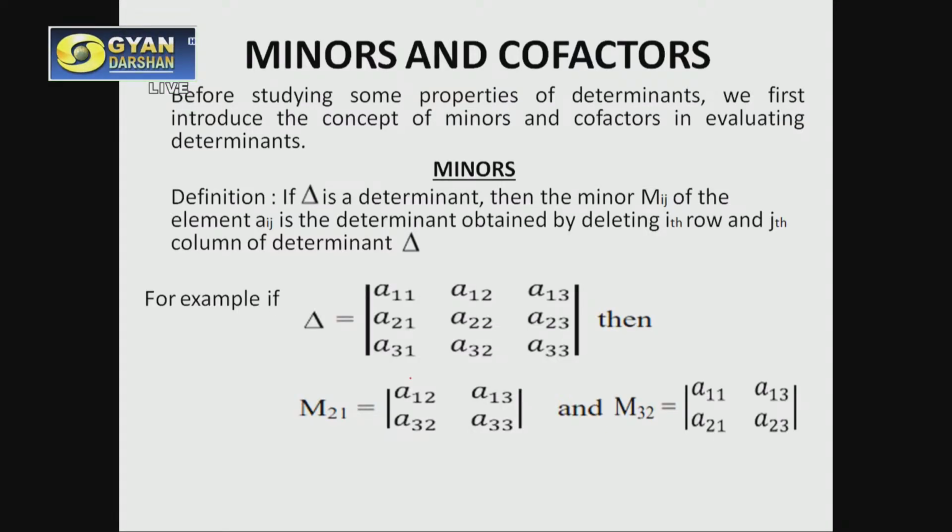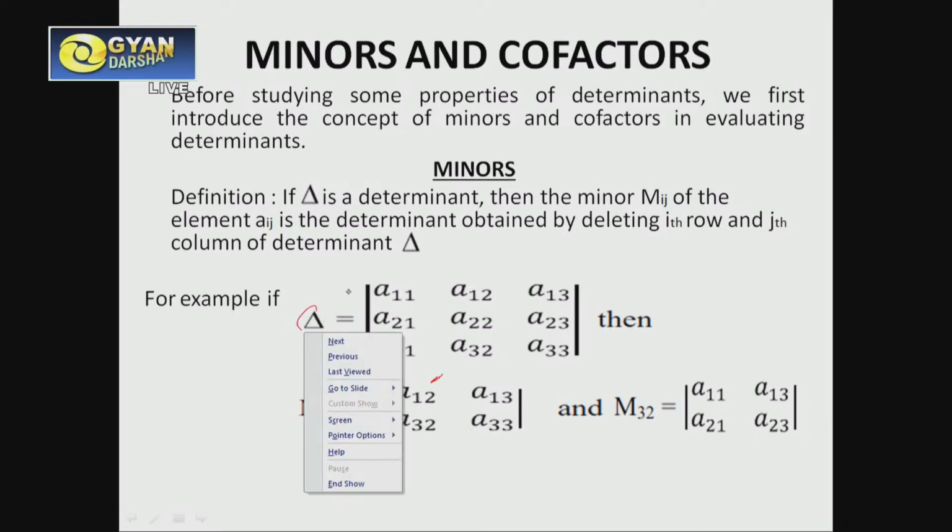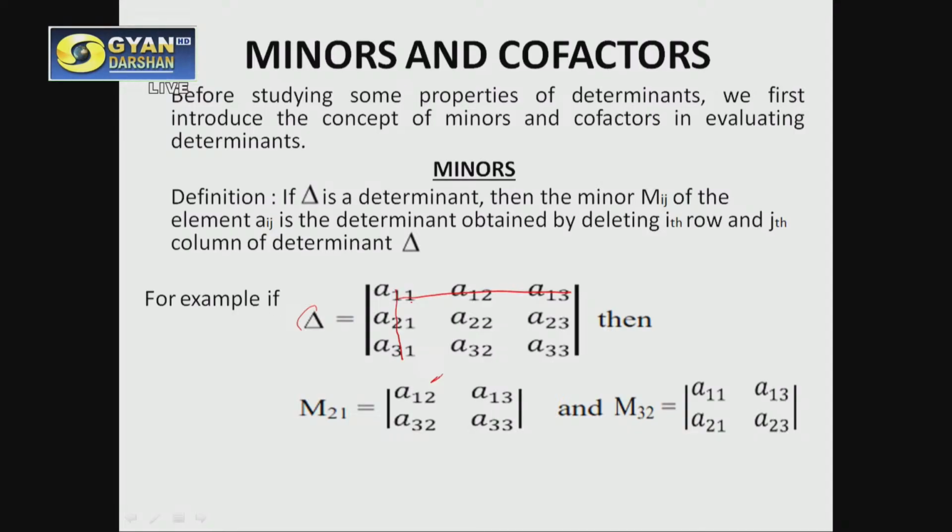The definition says that if delta is a determinant, then the minor Mij of the element aij is the determinant obtained by deleting the ith row and jth column of the determinant delta. Let's understand this. Delta is the determinant shown over here. Deleting the first row and first column, we are left with this, which is nothing but minor M11. So minor M11 will be a22, a23, a32, a33.